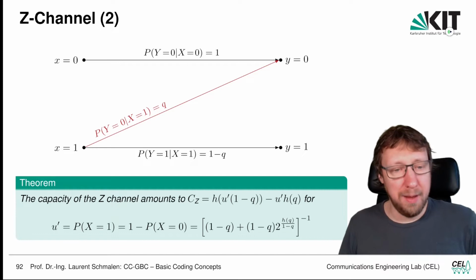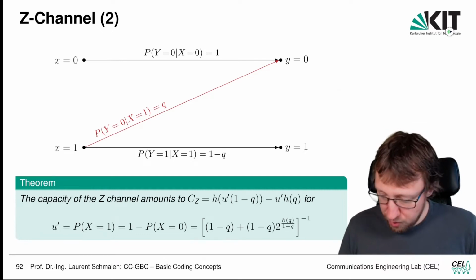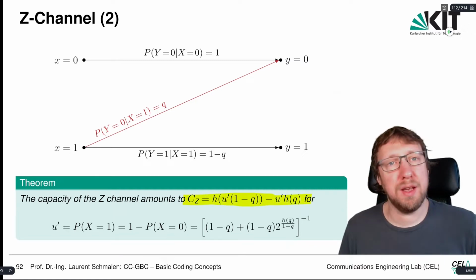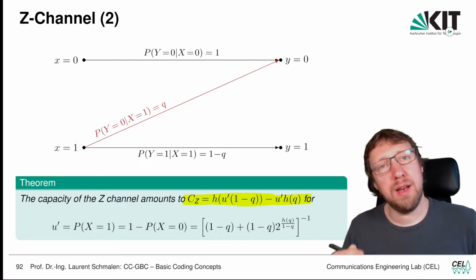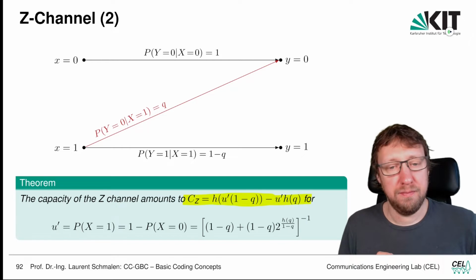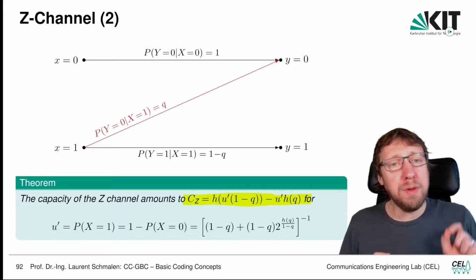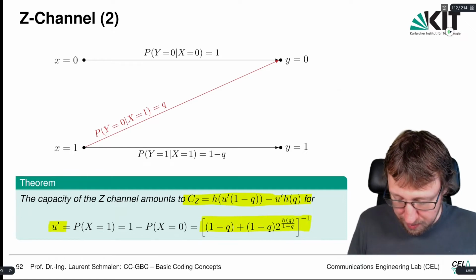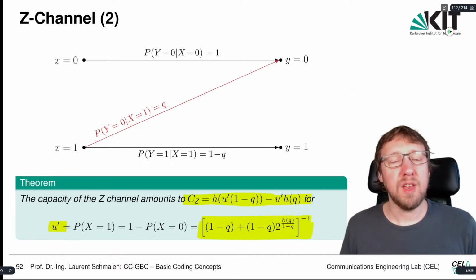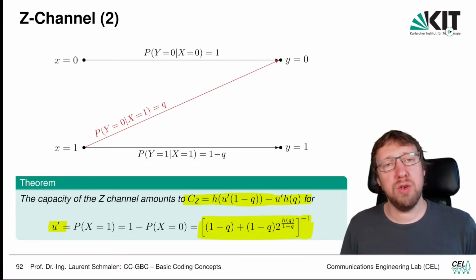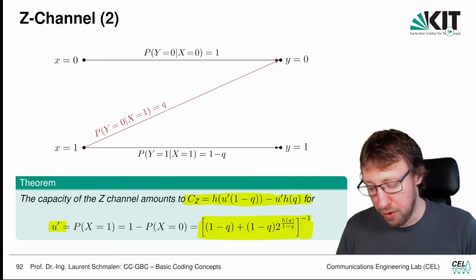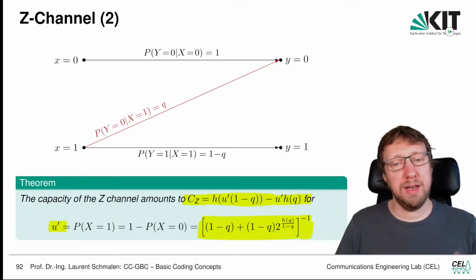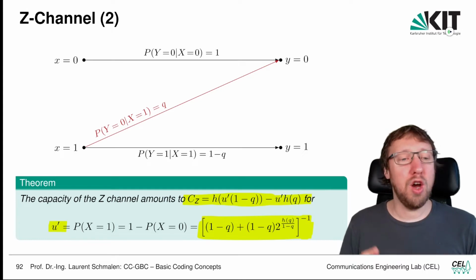We can calculate the capacity to be equal to the binary entropy function of U prime times 1 minus Q, minus U prime times the binary entropy function of Q. That's the capacity. And the optimum U prime is given by this expression. So this expression only depends on Q. That's 1 minus Q plus 1 minus Q times 2 to the power binary entropy function of Q divided by 1 minus Q. And then you take this whole expression to the power minus 1. So take the inverse of this expression. That gives us the optimum U prime.